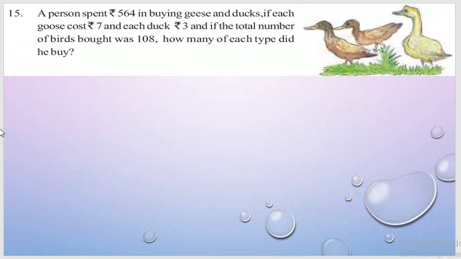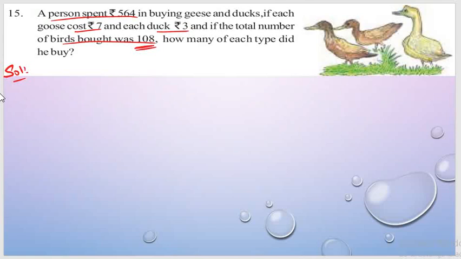Next, one more question related to this. A person spent 564 rupees. If each goose costs 7 rupees and each duck costs 3 rupees, and if the total number of birds bought was 108, right? Here also we are going to have the same approach which we used for the previous question. What he has given is that total birds are 108.